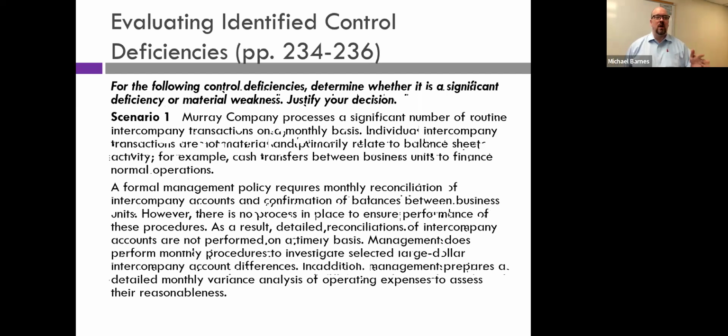Now, I don't particularly like the way the scenario is set up in the book because it only gives you two options. It says it's going to be a significant deficiency or a material weakness. But let's operate from the assumption that we need to assess both likelihood and magnitude, okay? Based on the information given, is it at least reasonably likely that a material misstatement or a deficiency would occur in this situation?